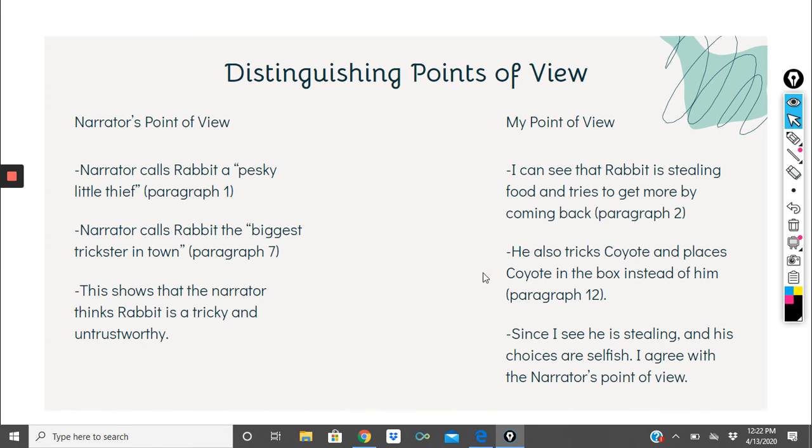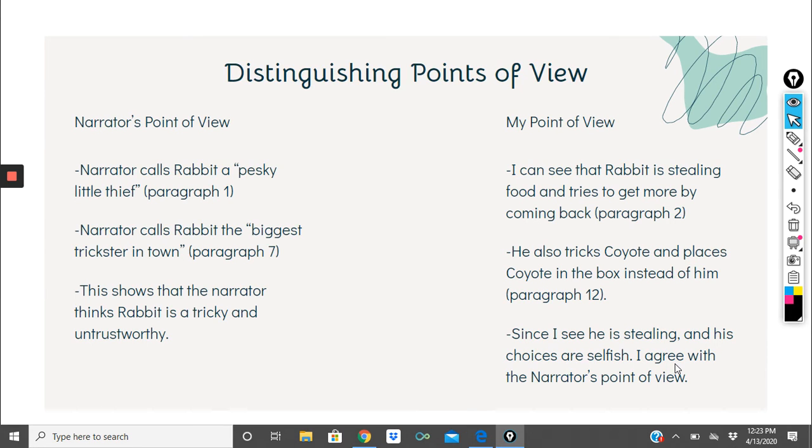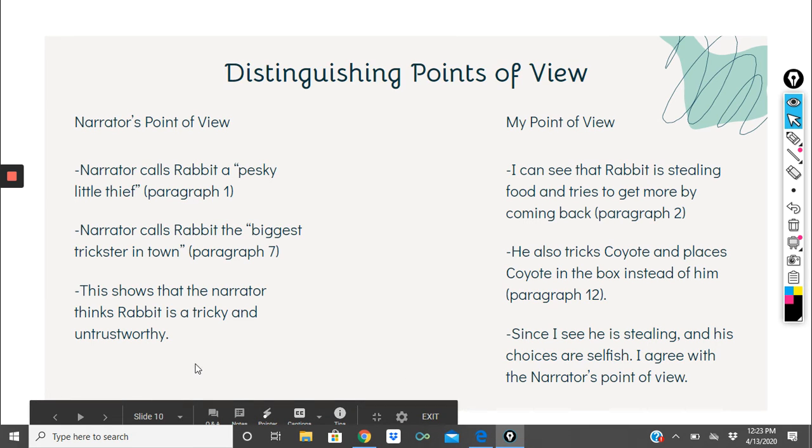So let's recap my point of view. Like I said, in paragraph 2 we can see that Rabbit is stealing food, and he tries to get more by coming back. I also added that he ends up tricking Coyote and placing Coyote in the box instead of himself, which was from paragraph 12. So my viewpoint was that he's stealing, and his choices are selfish. He's really doing it only for himself. And I agree with the narrator's point of view. I think he's untrustworthy, and he's a little bit tricky.